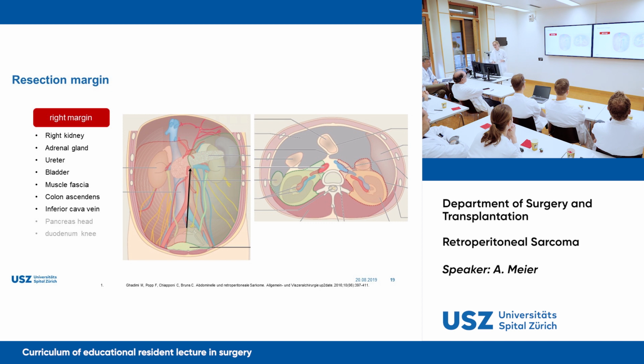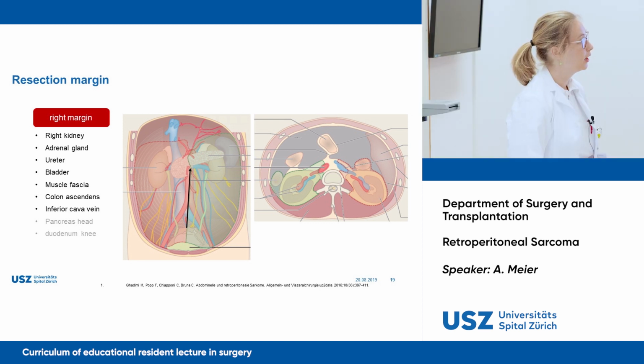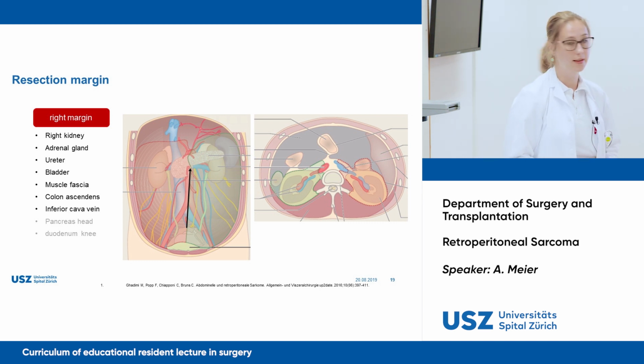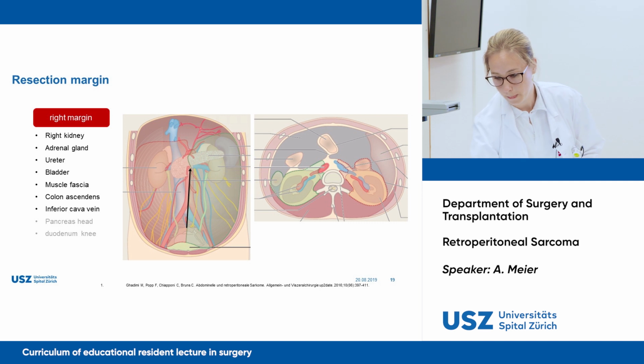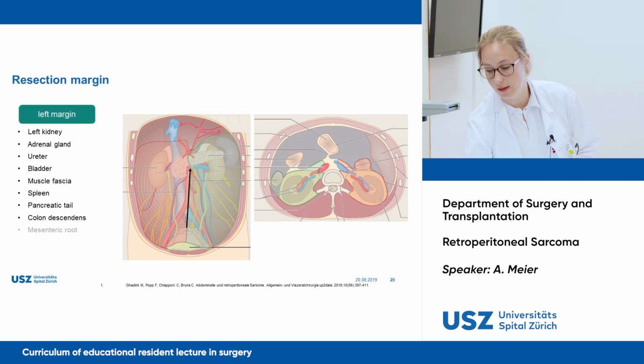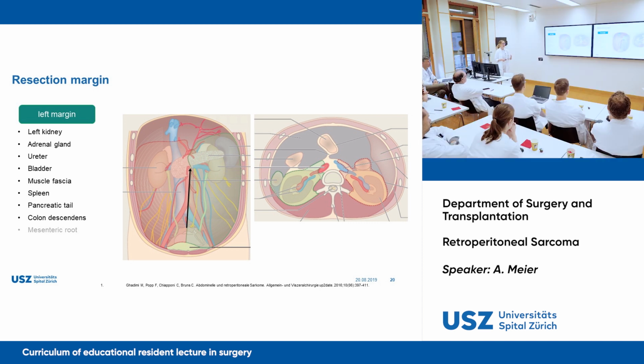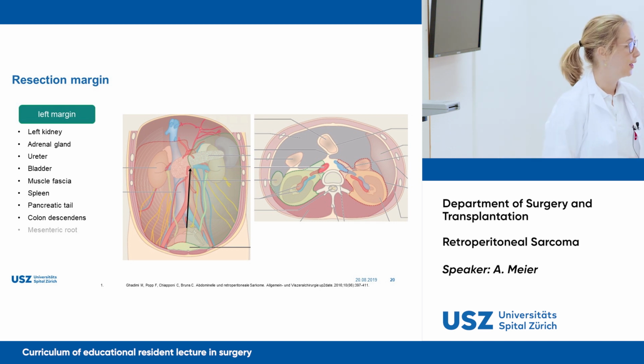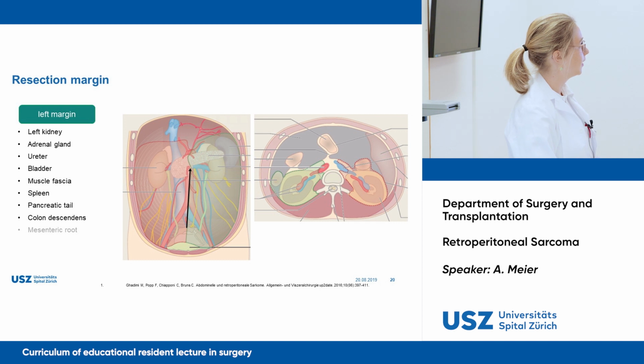There are two resection margins, more or less, the right side and the left side. For the right side, there is the right kidney, the adrenal gland, the ureter, the bladder, the top of the bladder, more or less a muscle fascia, the colon ascendens, the inferior vena cava, and sometimes, rarely, the pancreatic head and the duodenal knee. The left margin is on the left side, the green one shown over here. It's the left kidney, the adrenal gland, ureter, bladder, it's mostly the same. Muscle fascia, the spleen, and the pancreatic tail, which can be moved, and the colon descendens. Sometimes there is also a tumor up there with the mesenteric root.